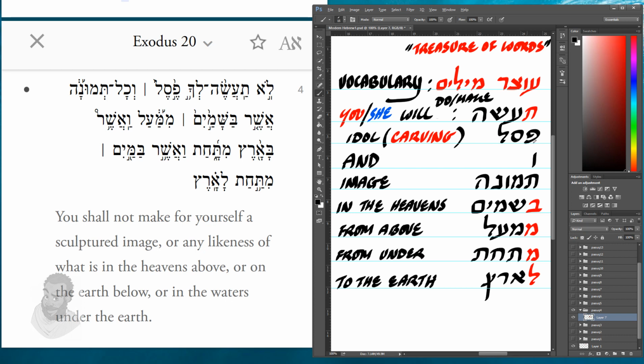Pesel. Pesel means idol. Idol carving, as in a carving, okay? We, or some people say ve, means and. Temunah means image. Again, in modern Hebrew, these are a bit different. But temunah means image. It's still close to carving, okay? That type of image. We're talking about when we used to carve things, chisel things. Those were it. Look at African statues. Those are pesel or temunah. Okay?